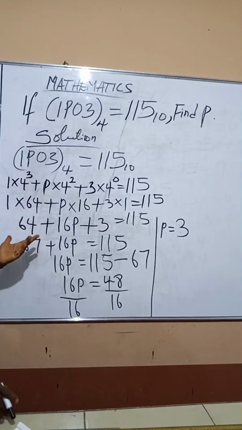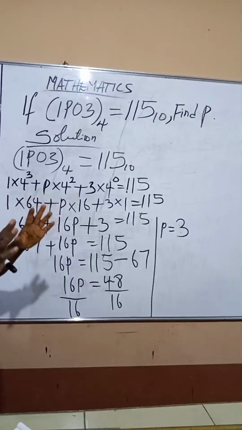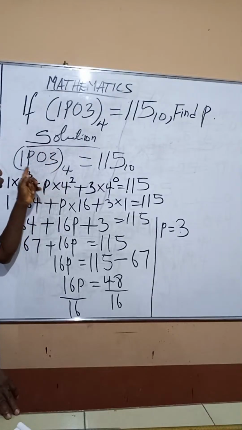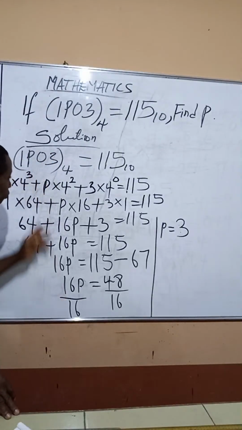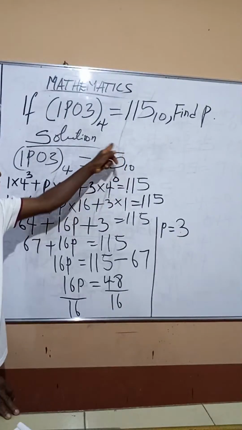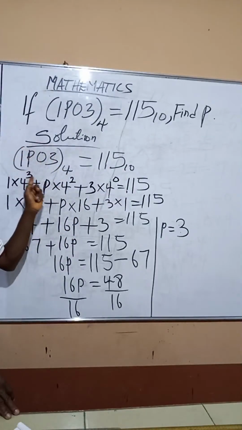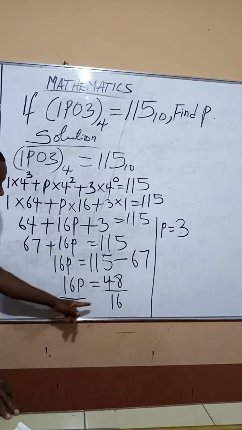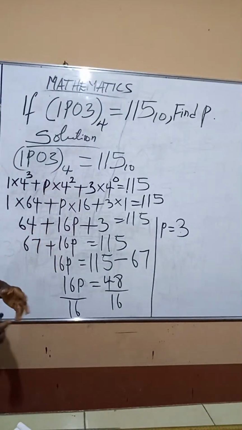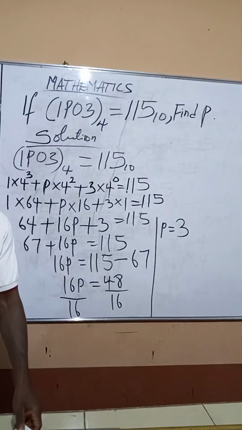One way to test if you are correct is to substitute here and get 115. But a quick way to know if we are correct or not: none of these digits should be equal to or greater than 4. You can see this is 10, so none of this is up to 10. No digit here should be up to 4. If you got any number that's up to 4 or greater than 4, it means that we are not correct. Then we can check the errors and see how we can amend our mistakes or our answers.